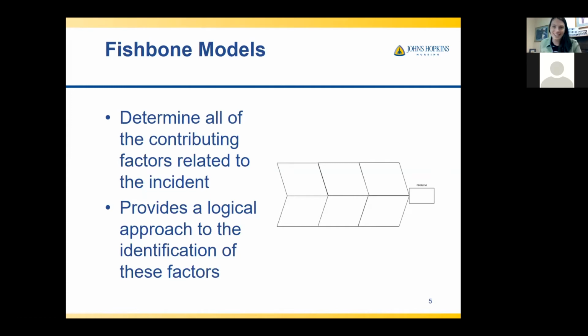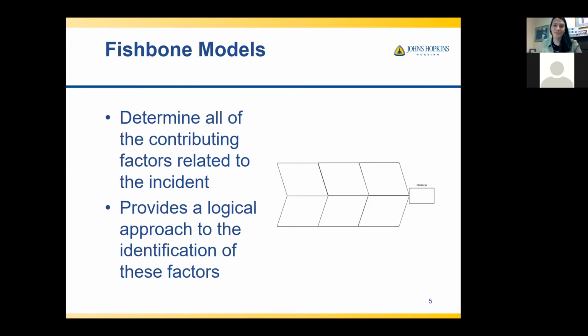So here is a fishbone model. And they're an effective tool to use during a root cause analysis. They are helpful in determining all the possible contributing factors related to a patient safety incident or problem. And they provide a logical approach to identifying contributory factors to that problem.